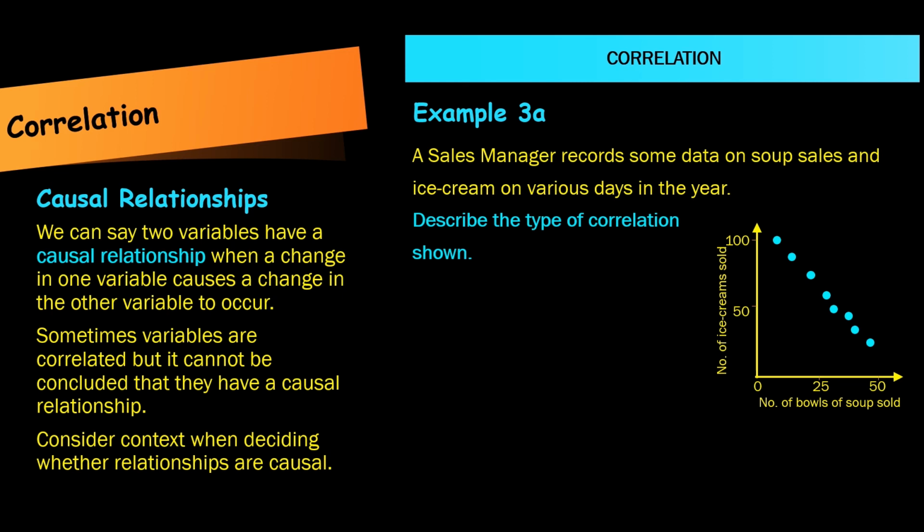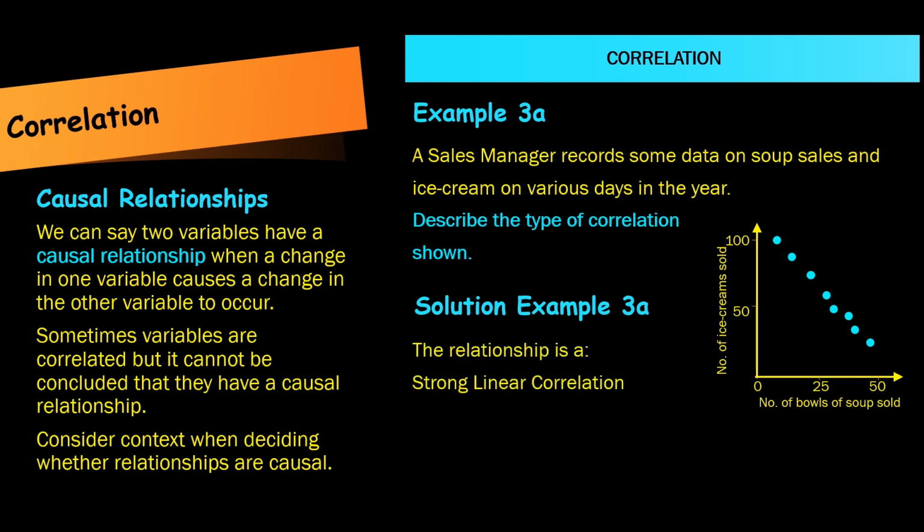So let's solve this. We have in the diagram the number of bowls of soup sold on the x-axis and the number of ice creams sold on the y-axis. As one variable is increasing, the other is decreasing. So the relationship is a strong linear correlation because the points are also following a straight line quite closely.